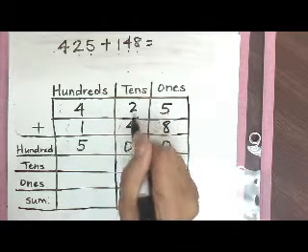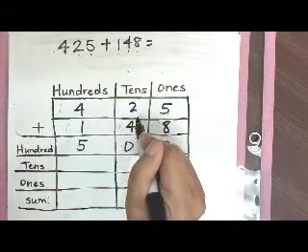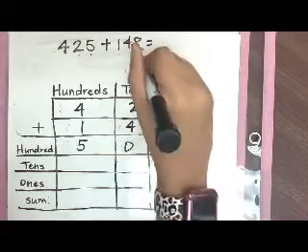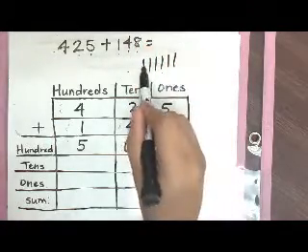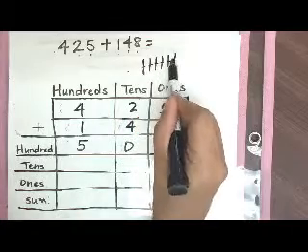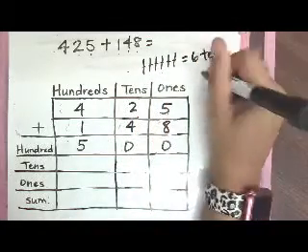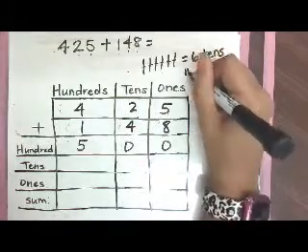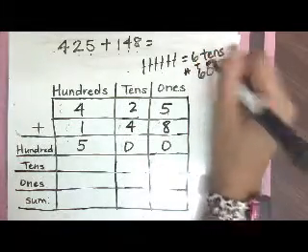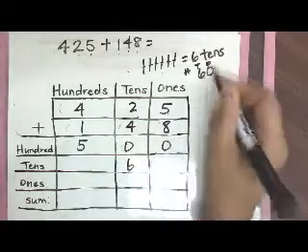We have 2 tens plus 4 tens. 2 tens plus 4 tens is 6 tens. The value of 6 tens, if we draw 6 tens, 1, 2, 3, 4, 5, 6, and we skip count by 10, 10, 20, 30, 40, 50, 60, we see that the value of 6 tens is 60. And in the number 60, there are no hundreds. There are 6 tens and 0 ones. So we will show that 6 tens, 0 ones.